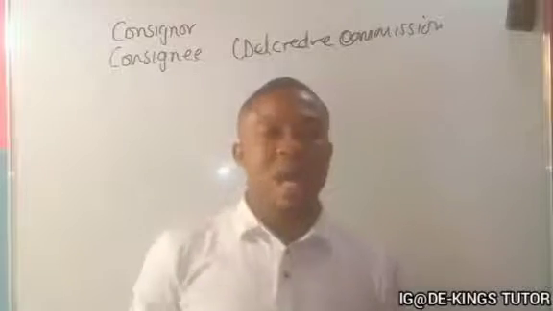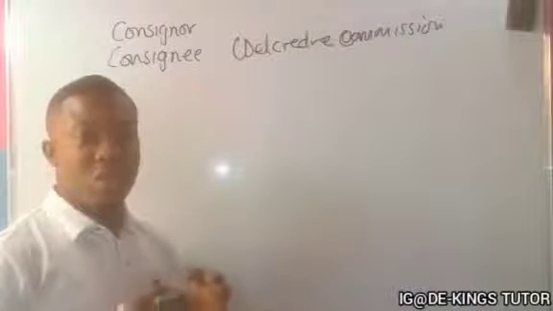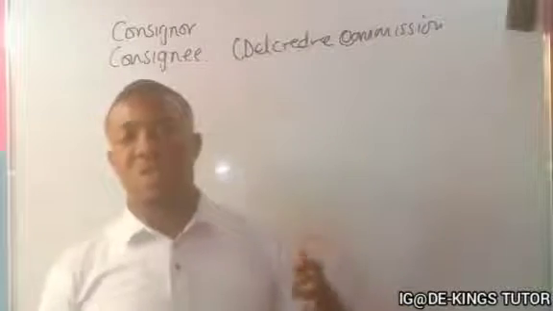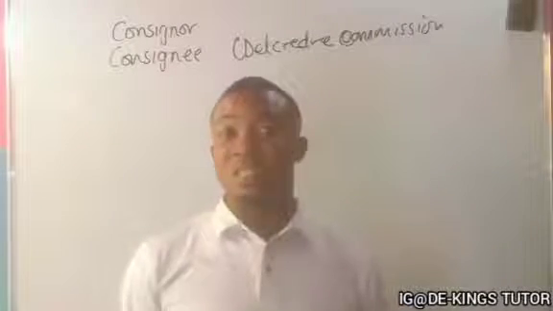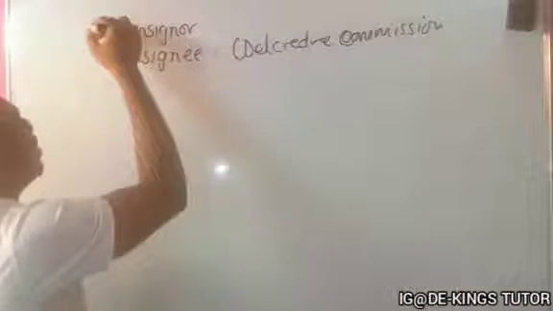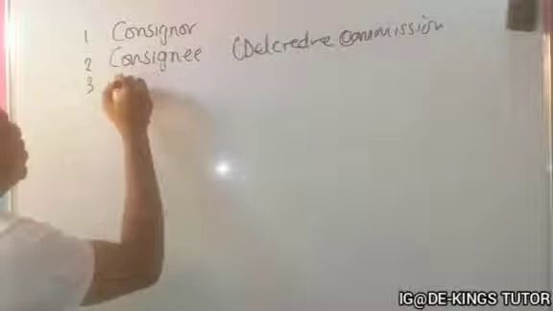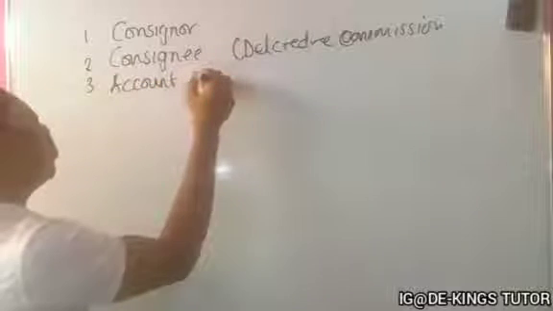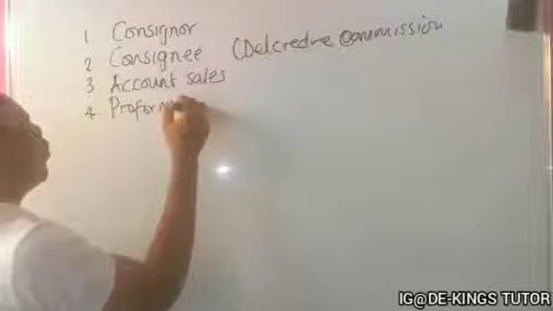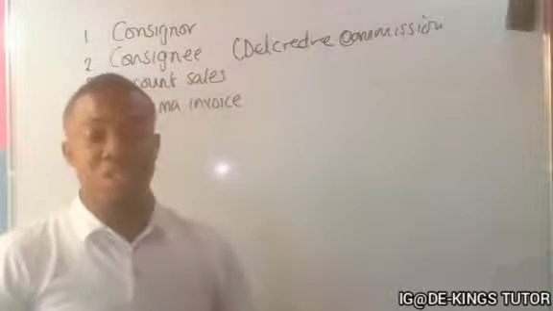Now, there are some terms you need to note before we proceed. Most times I like using illustrations to solve questions, as I did in the joint venture. So there are some terms that are important. The first one, I said it, the consignor. Another one, the consignee. The third one is what we call account sales. And the fourth one is pro forma invoice. I'm going to explain these terms because as we proceed, you'll be hearing most of these things, so that you are conversant with them.